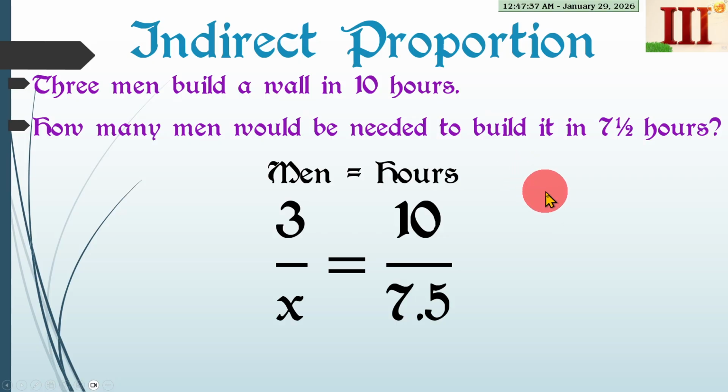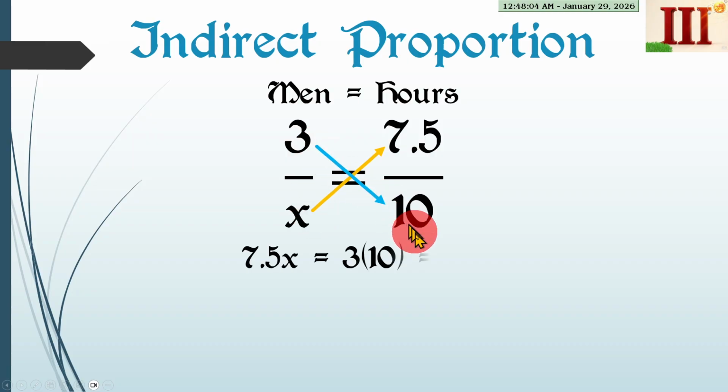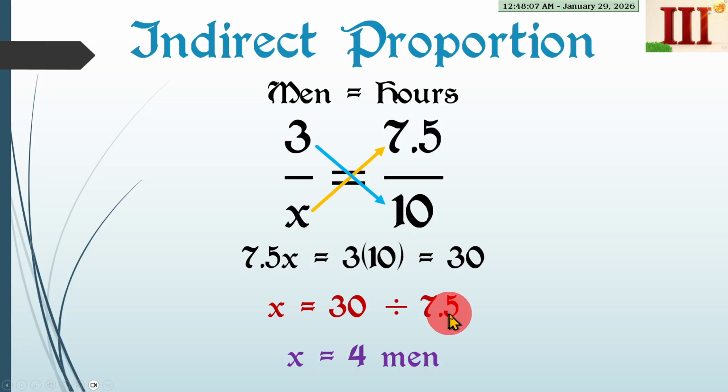All right, let's look at another one. This time we have 3 men building a wall, and the constraint is with the hours. You want to get this work done sooner, which means you need more men. How many men would you need? Once again, because this is inverse, we're going to switch these numbers. The 7.5 on the top, the 10 on the bottom. 7.5 will multiply x, 3 will multiply 10. 30 will divide by the 7.5. We need 4.